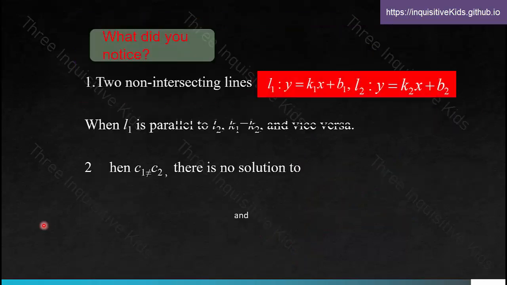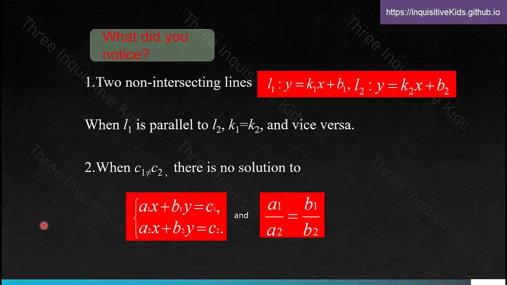Well, what did you notice? The two non-intersecting lines, L1 and L2. When they're parallel to each other, their slopes, K1 and K2, are equal, and vice versa. When K1 and K2 are equal, the two lines are parallel. And when C1 does not equal C2, there is no solution to these two equations.